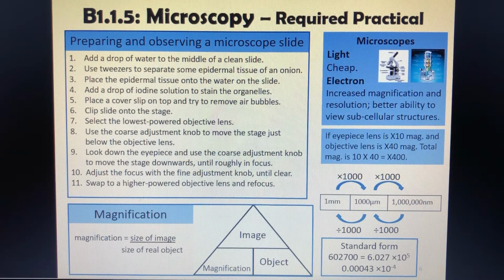Okay, we've got 2 types of microscope. We've got the cheap microscopes. I say cheap, they're a couple of £100 that we use in school.